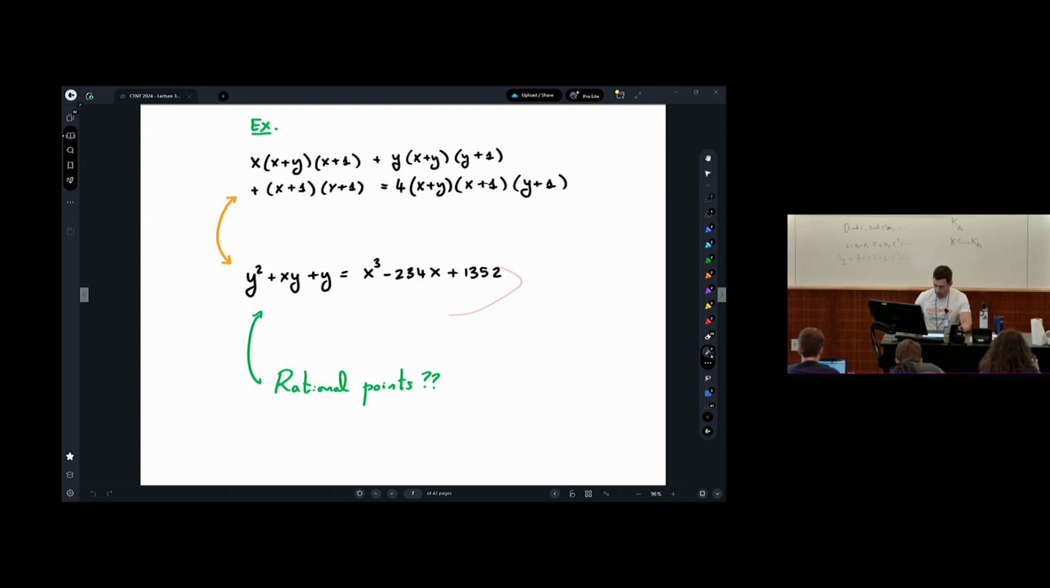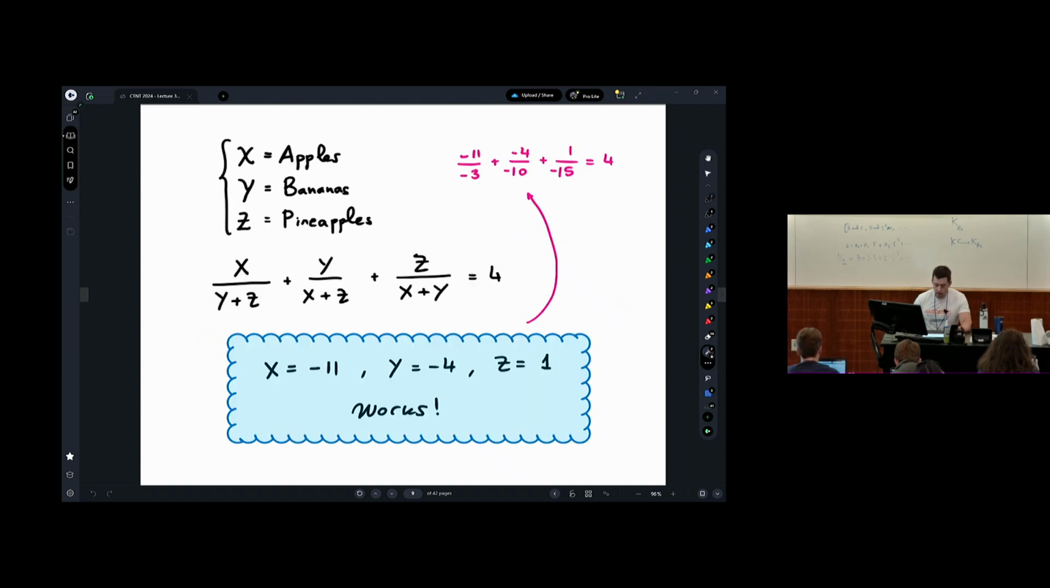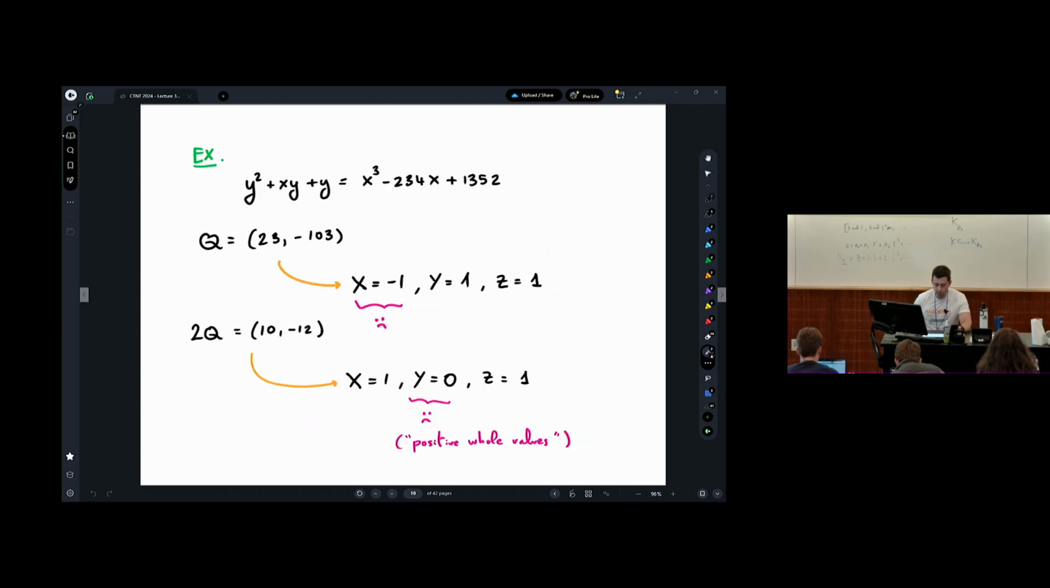And then we asked, okay, so what are the rational points? We found some. It's easy to find in this one. It's easy to find, for example, that 8, minus 8 is a solution. But that gives me something like minus 11 apples, and I can't have that. And so it does work arithmetically as an arithmetic solution. It's a very interesting solution, but it's not what we're looking for.